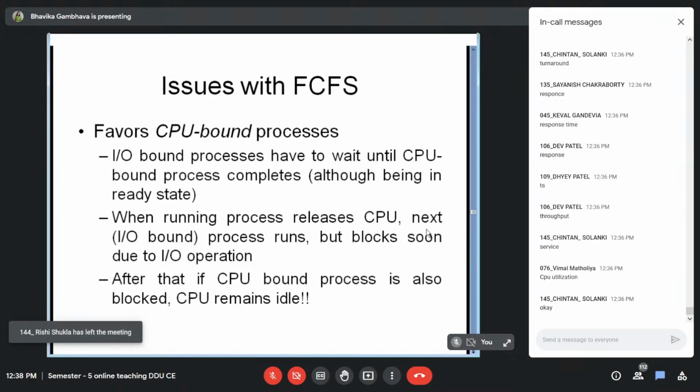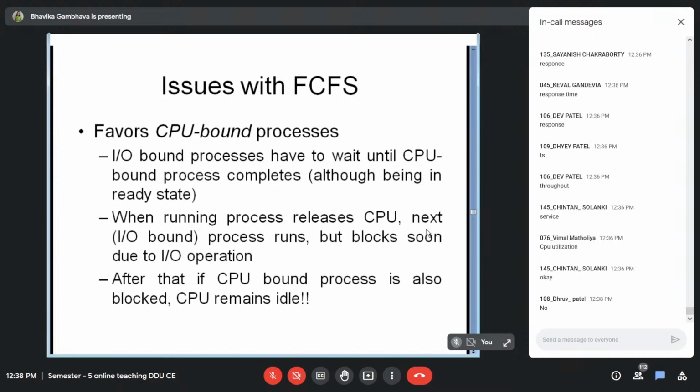Do you know the difference between IO bound process and CPU bound process? Are you aware of the difference between IO bound process and CPU bound process? Can you hear me? Yes. So if you don't know, that is okay.